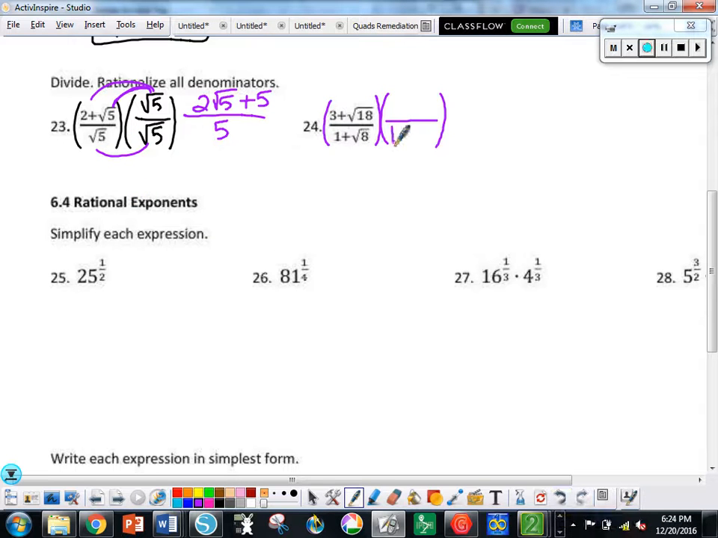On this one, 1 minus square root 8, 1 minus square root 8. Now the denominator is going to be the easiest, so let's just do that right now. 1 times 1 is 1, and then you have a minus square root 8 plus square root 8, which end up canceling, and then you have a minus 8. So cancel, cancel, you have 1 minus 8, which is a negative 7.